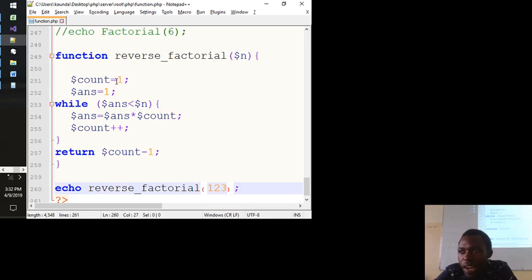I hope we are clear with it. If you have exactly 120, it will tell you 5 factorial is 120. But with 123, there's nothing like that, because 6 factorial is 720. So it should be able to tell you 5 factorial is 120, remainder 3. Just modify this to achieve the remainder.